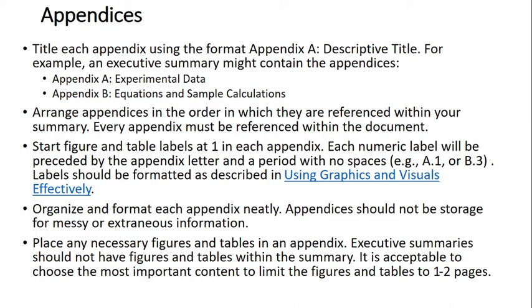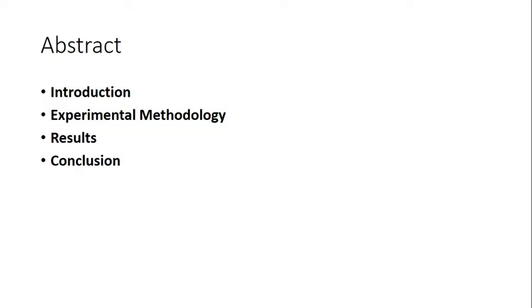Executive summary should not have figures and tables within the summary. It is acceptable to choose the most important content to limit the figures and tables to 1 to 2 pages. So this is all about the executive summary. Let's move towards the abstract.